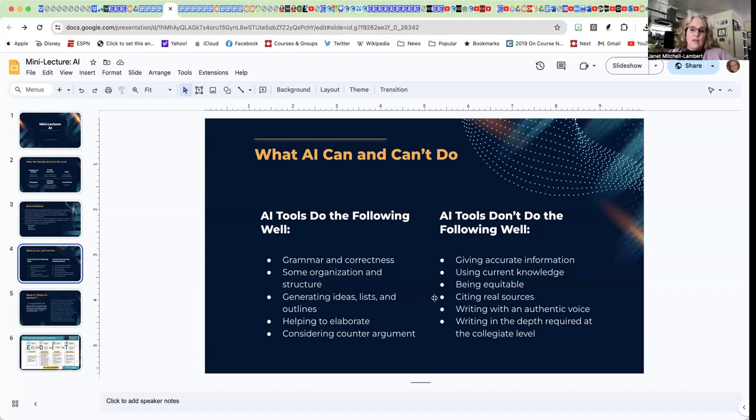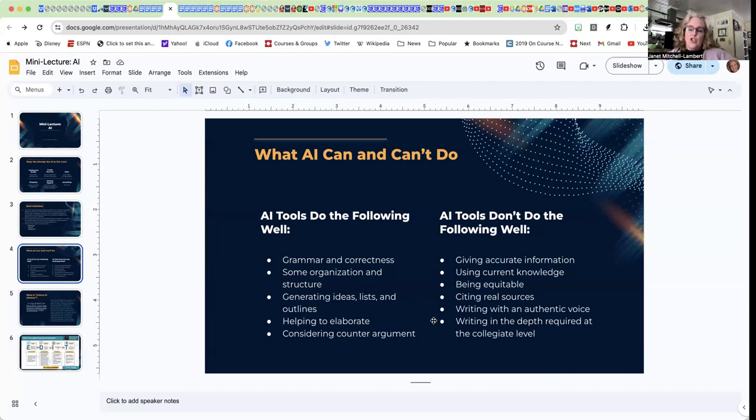It also doesn't do a good job at citing real sources. It does not write with an authentic voice. A lot of times we read something that is written by AI and it sounds very generic. It may have some good information. It might be written correctly, but it does not have the voice of the speaker. Anyone could have written it. It tends to be a little bit more bland and dry.